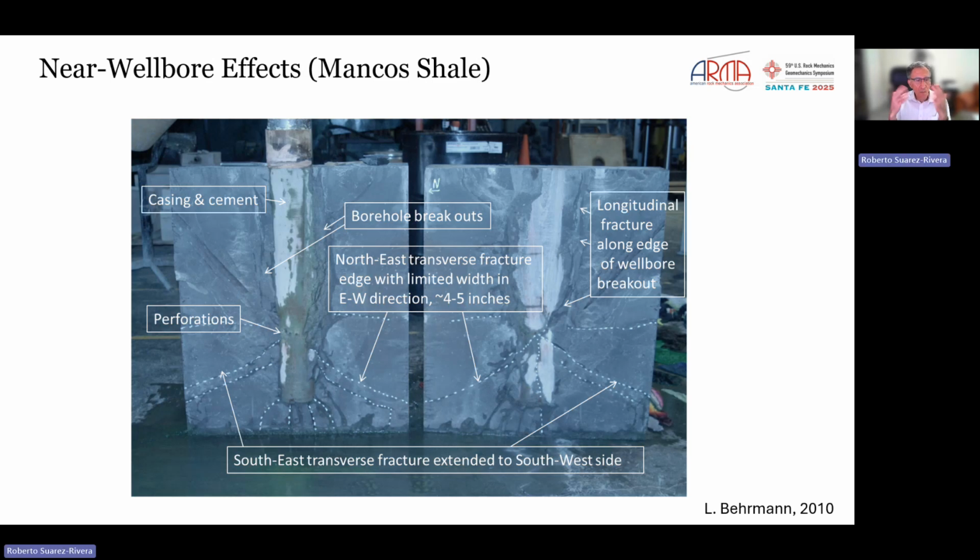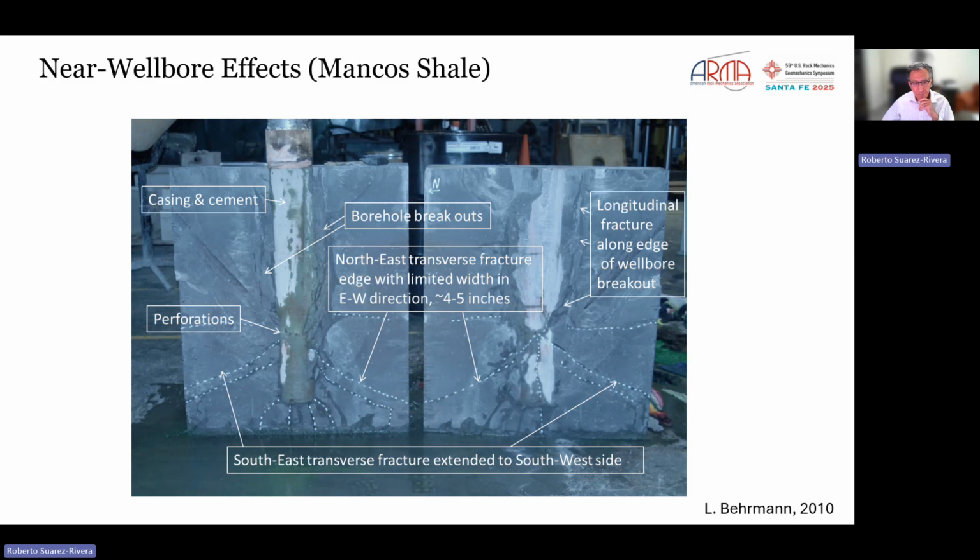Here the block is being opened in order to show all the features. You can see the casing and the cement. You can see the breakouts. You can see the presence of the longitudinal fractures that are more or less following the morphology of the breakouts. And then at the perforations, you have the generation of the transverse fractures simultaneous to some of these longitudinal fractures that are then becoming transverse, and the presence of some axial fractures towards the end of the wellbore.